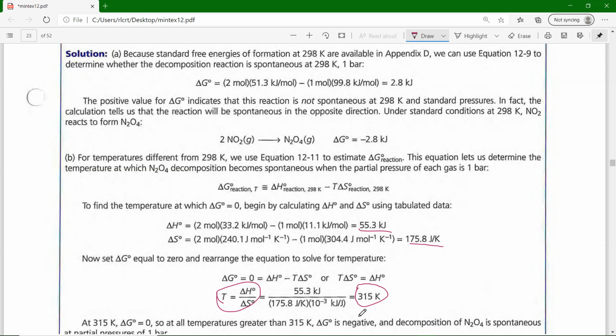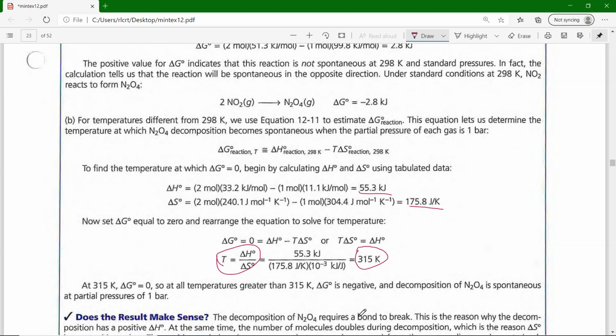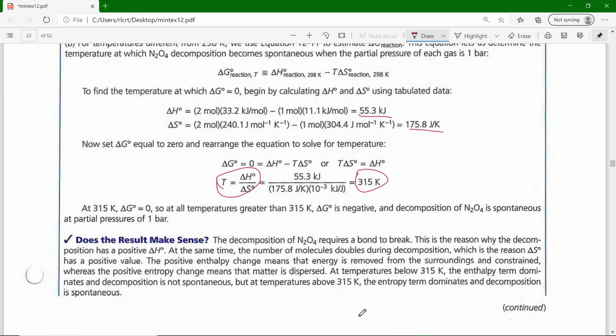So to summarize, at 315 Kelvin, delta G naught is 0. So for all temperatures greater than 315, delta G naught is negative, and the decomposition is spontaneous. Does the result make sense? Decomposition requires a bond to break. That's why decomposition has a positive delta H, right? At the same time, the number of molecules doubles, which is right, so delta S naught has a positive value.